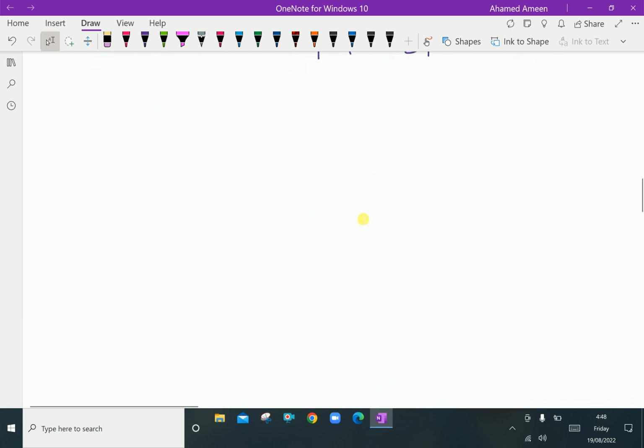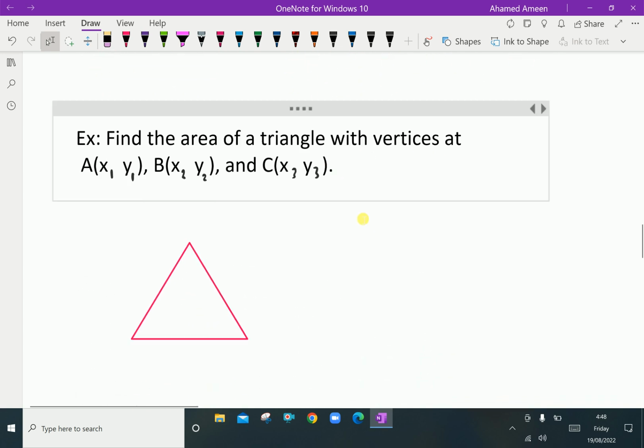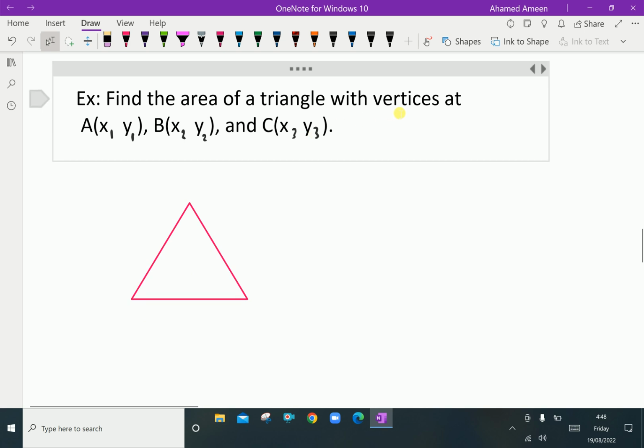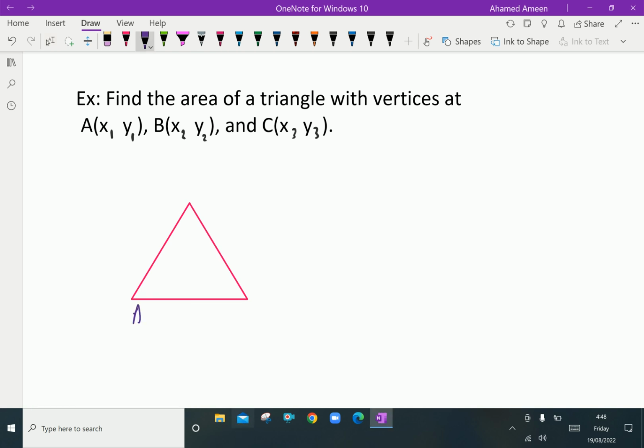Now, one more question. Find the area of a triangle with vertices at A is x1, y1, B is x2, y2, C is x3, y3. Let this vector be z1, this vector be z2.